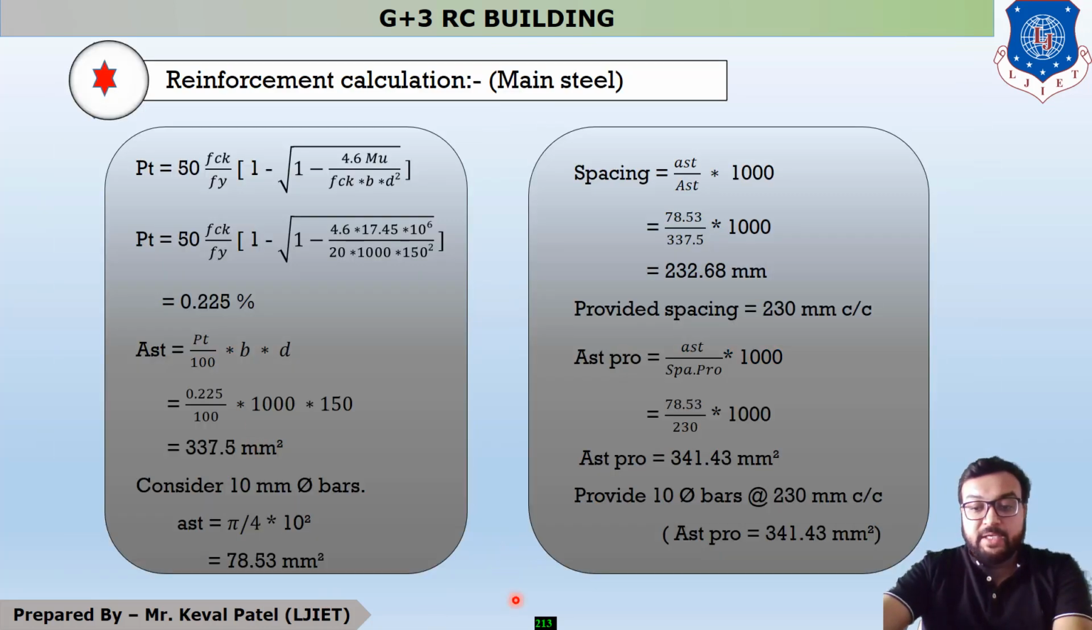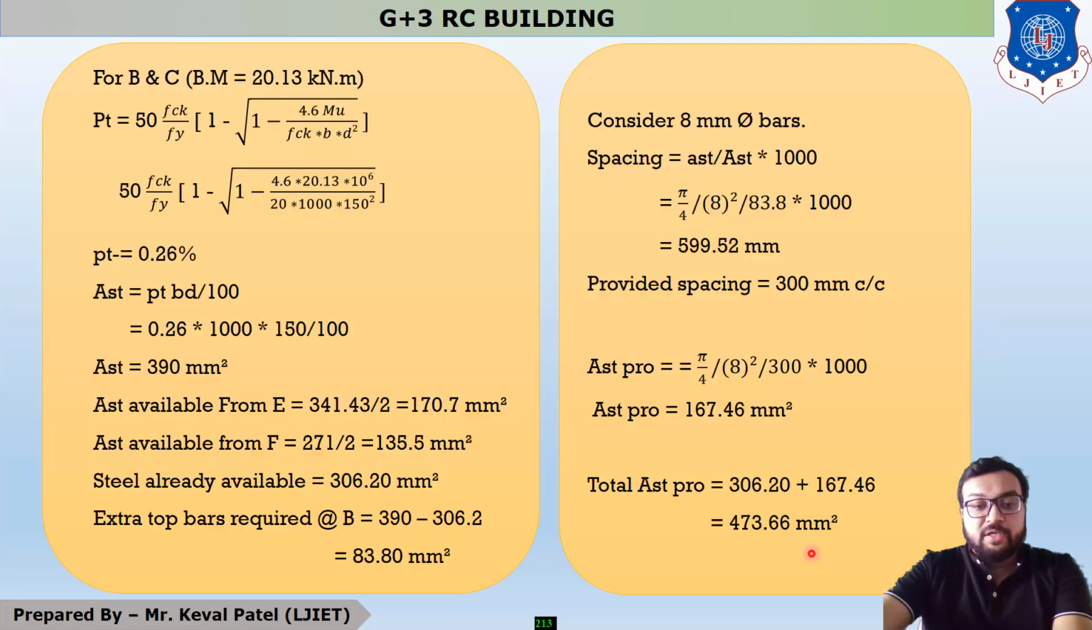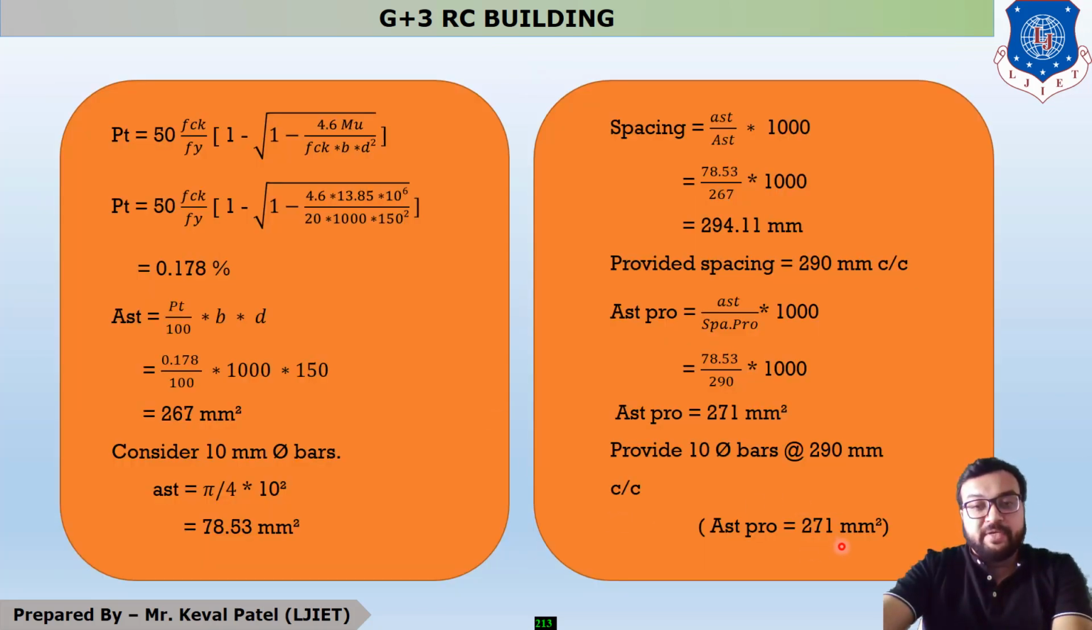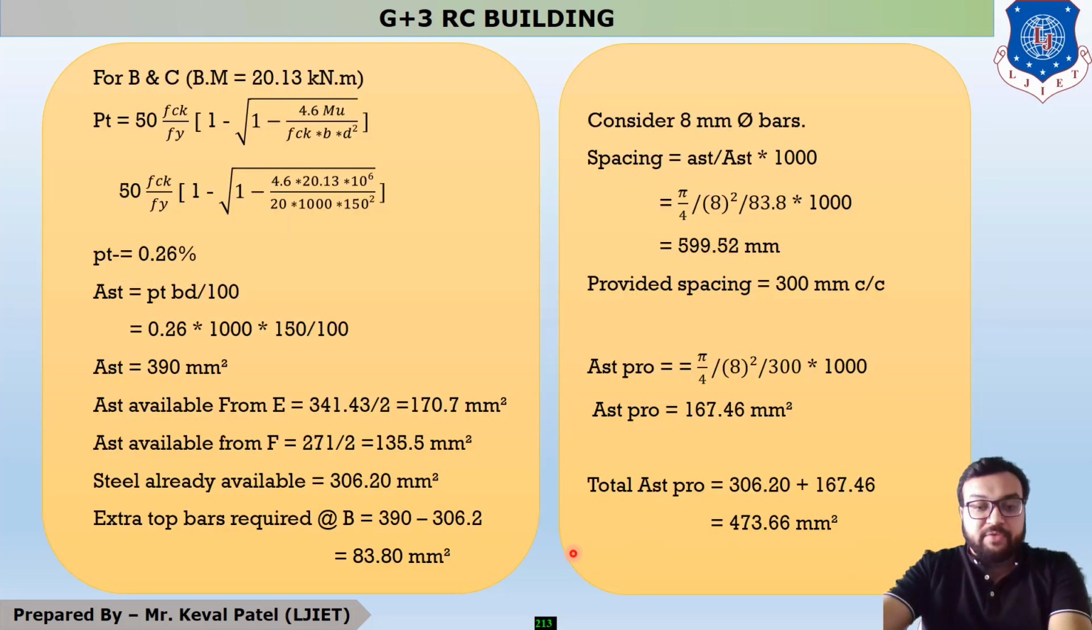Now at E point, 341.43 mm square is provided. So 341.43 by 2, which is 170.7 mm square, is already coming from E, and from F we have to provide 271 mm square. So 271 divided by 2, it is 135.5 mm square is coming from F.